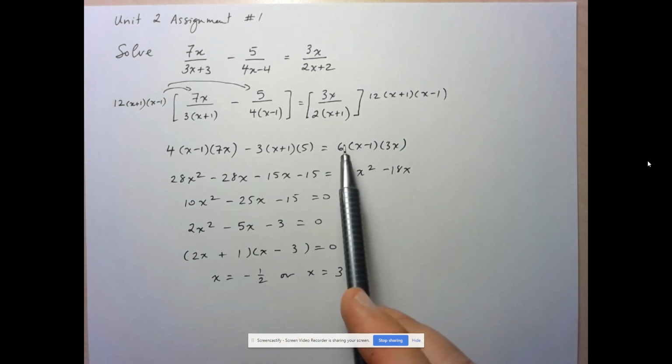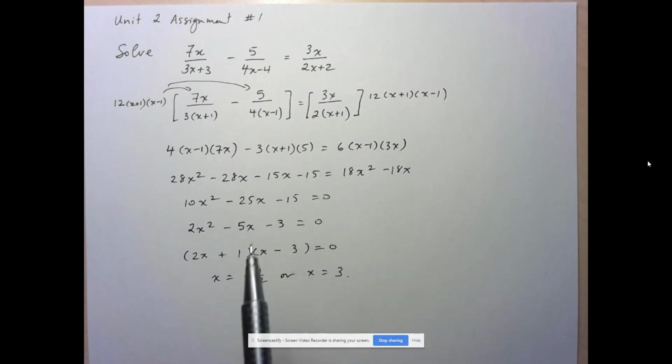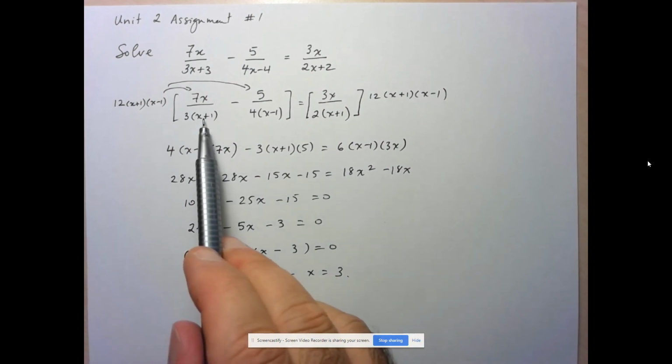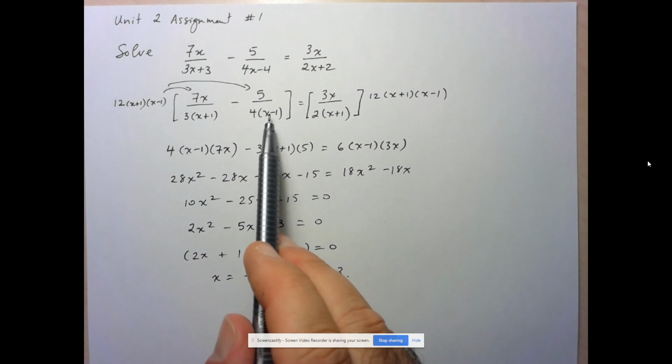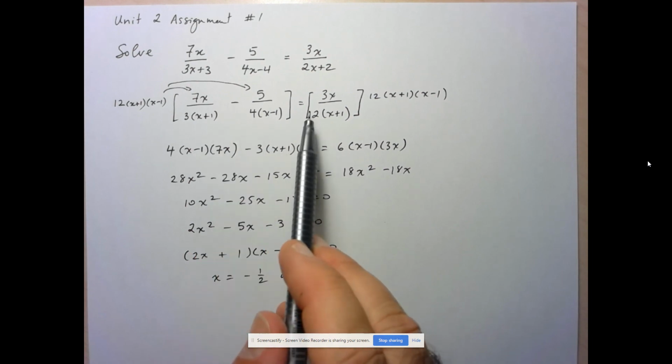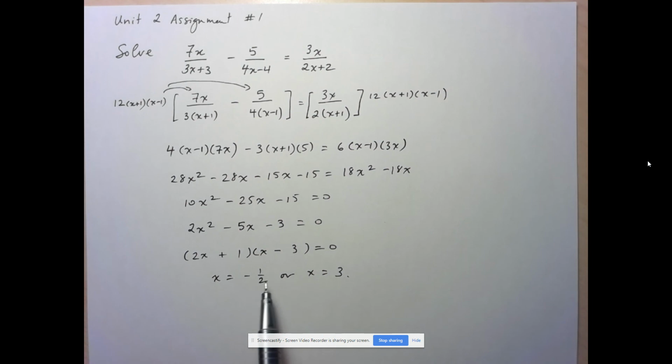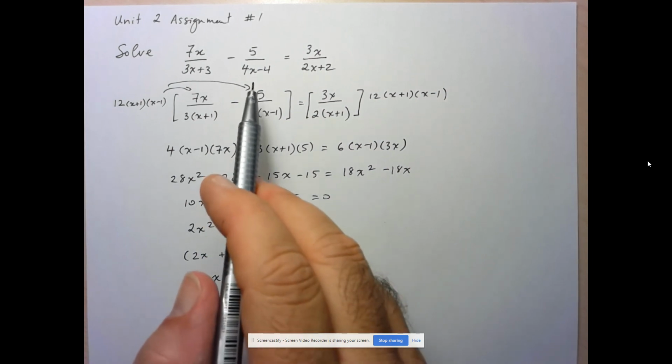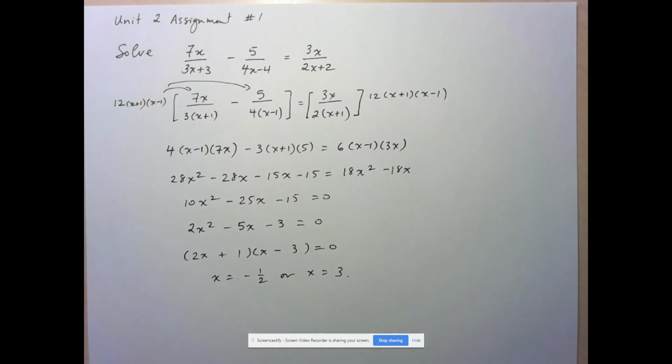Now, just one thing you might want to check at the last second: remember that negative 1 and 1 are still restrictions on this equation, but neither of my answers were negative 1 or 1. So both of these answers are valid for this rational equation. Okay, that's it for this one.